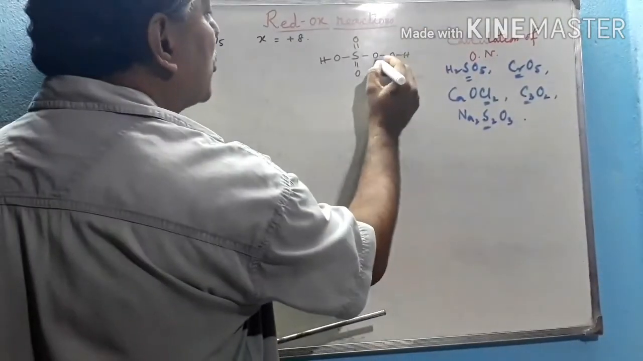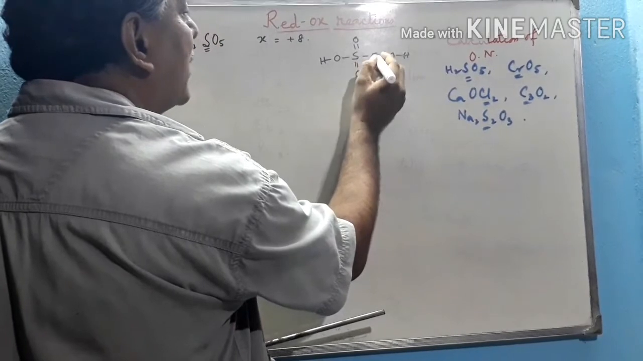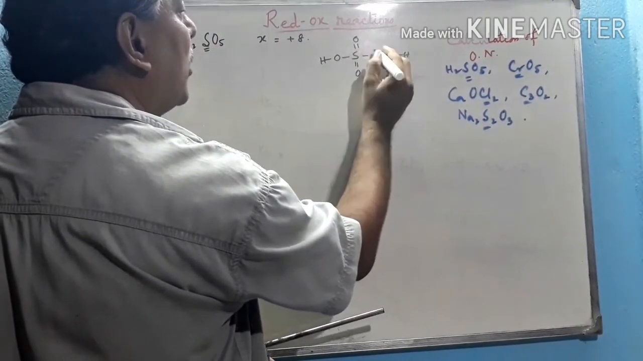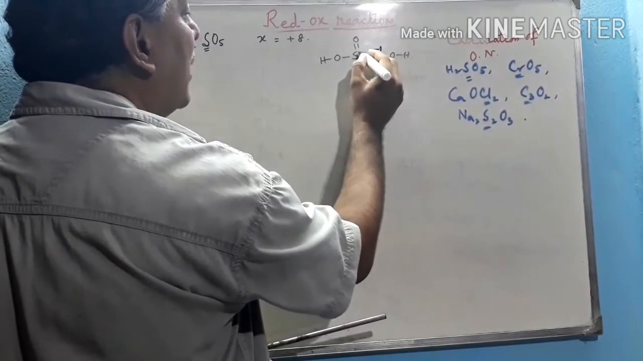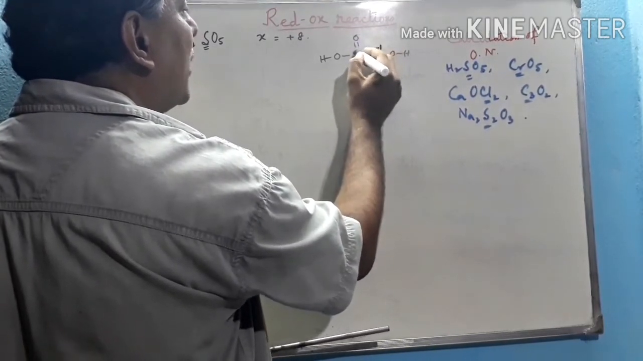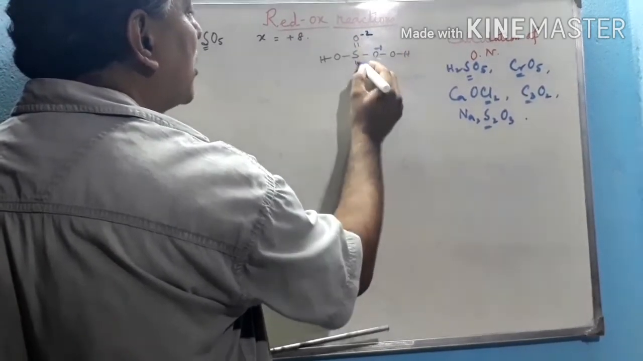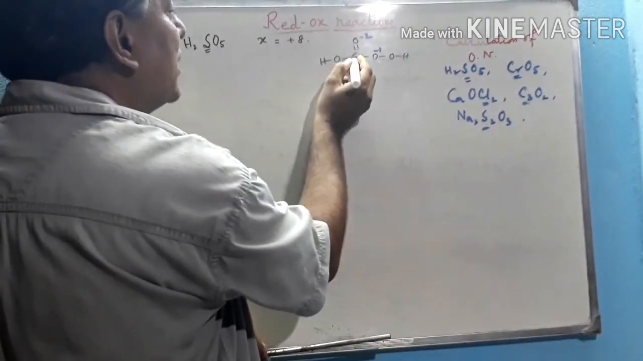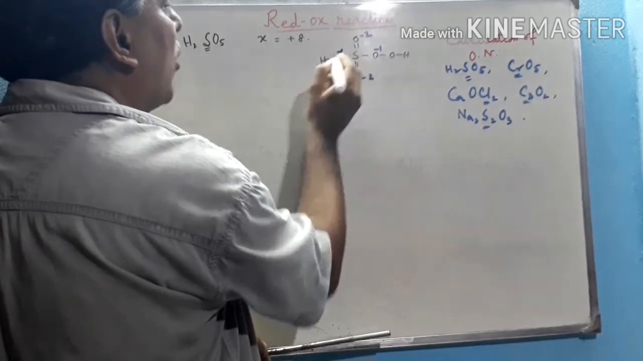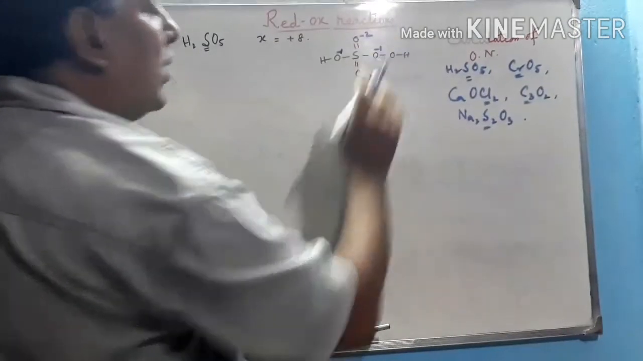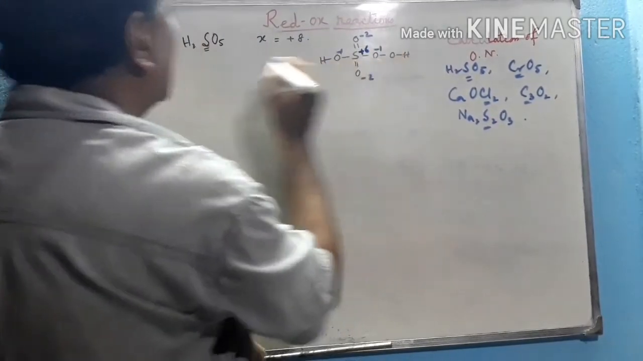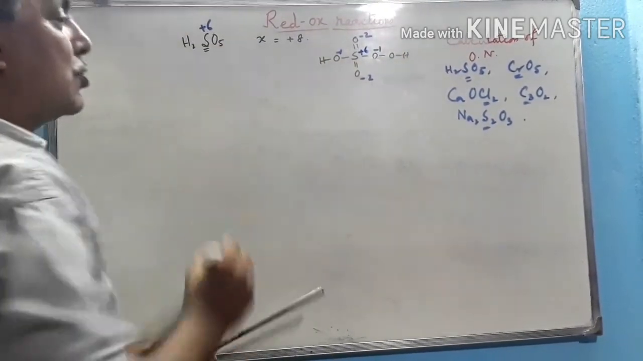See that this is a peroxo linkage, so only one oxygen atom is attached with this sulfur through only one bond. That's why it is assumed -1. This oxygen is double bonded with sulfur, that's why -2. This oxygen also double bonded with sulfur, -2. This oxygen attached by single bond with sulfur, that means it occupies only -1. So in its surrounding total charge becomes -6. That's why this sulfur becomes +6. So this is the +6 state in H2SO5.